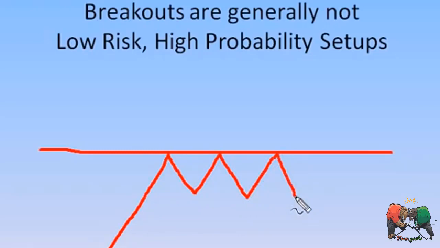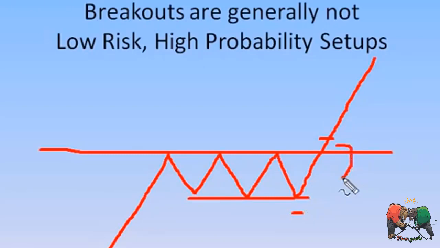Now, most people will suggest that when price finally breaks through this area here, that we enter in this vicinity of the breakout with a stop loss down here somewhere just below the low of the area of congestion. For me, this is not low risk. The distance from the entry here down to the stop loss here is just too great.